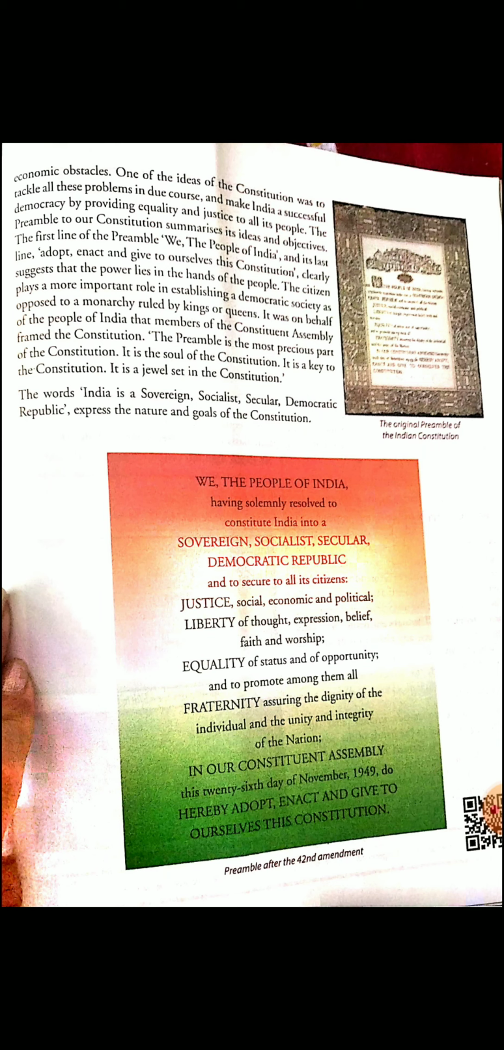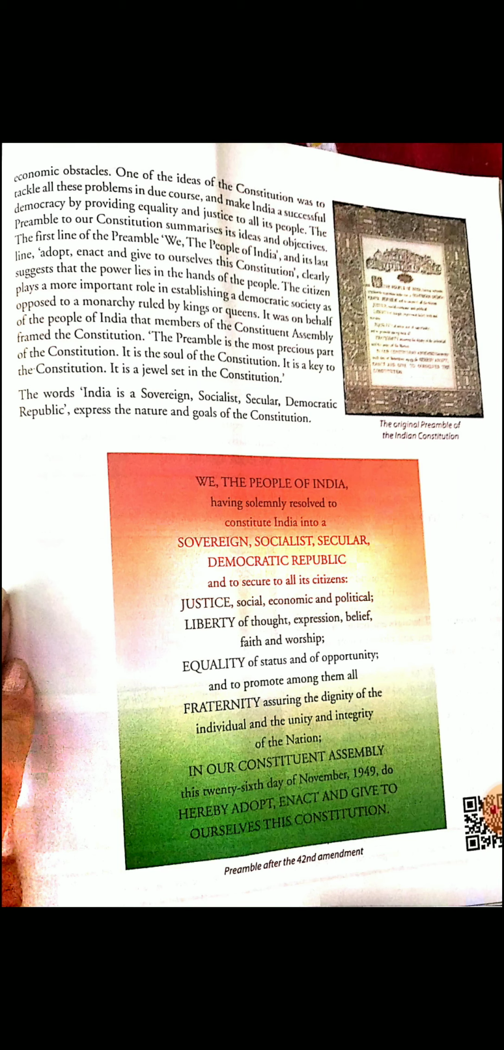In our Constituent Assembly, this 26th day of November 1949, do hereby adopt, enact, and give to ourselves this Constitution. So now from here we see that the first line of the preamble is "We the people," which means the citizens of India. And the last line, "give to ourselves this Constitution," clearly shows that the power is in the hands of the people.